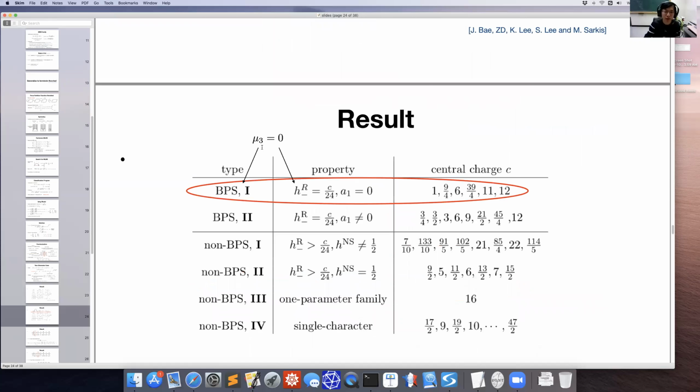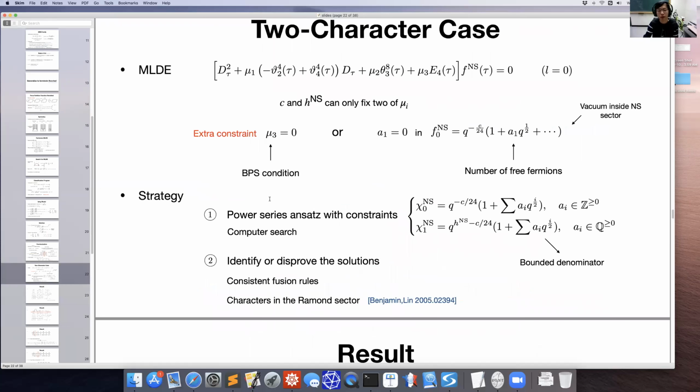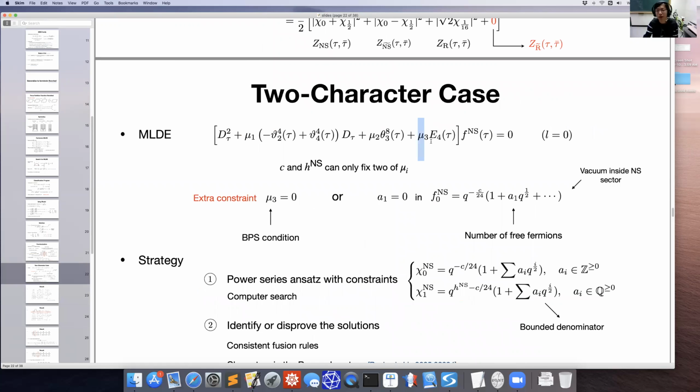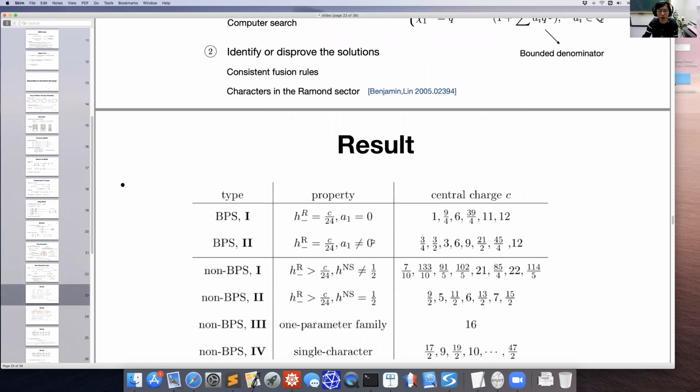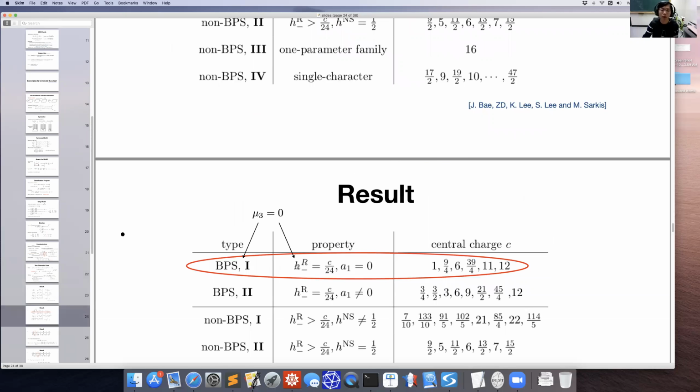Let me first explain why we call this the BPS family. BPS is just where we set mu3 equal to 0. The mu3 is this constraint. It turns out that if I set this to 0 and transform this equation to the Ramond sector, there's always a solution that starts with q to the power 0. In other words, we have 2 Ramond sector primaries, and one of them always has weight equal to c/24, because of our definition of character.